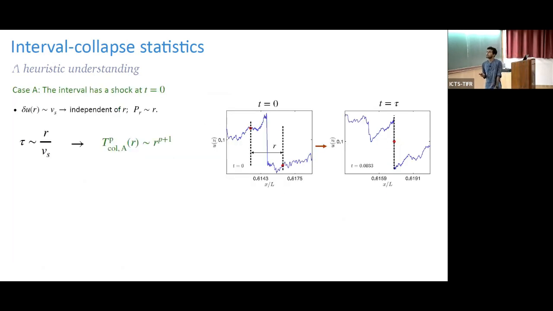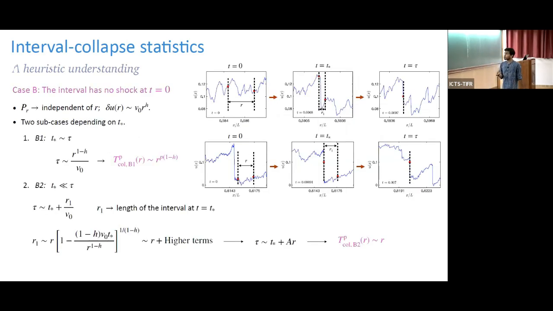Okay, so let us look at the cases separately. Initially, in case A, when there is a shock inside the interval, the velocity difference across these 2 points, that is across the interval, is independent of their separation. And the probability of finding such intervals at time t equal to 0 is linearly proportional to R. In that case, the collapse time can be defined in this manner, and then the contribution from such intervals scales as r to the power p plus 1.